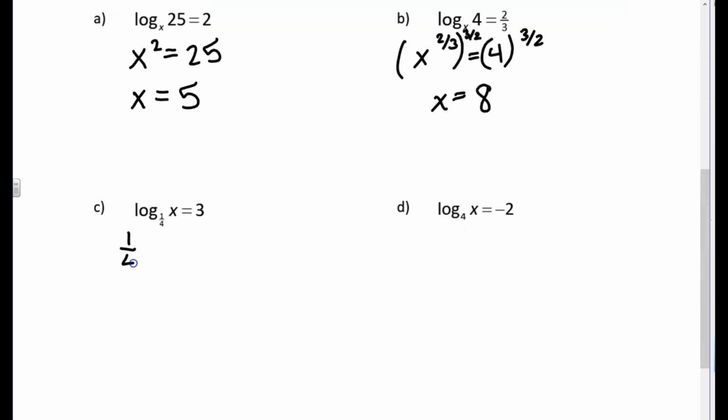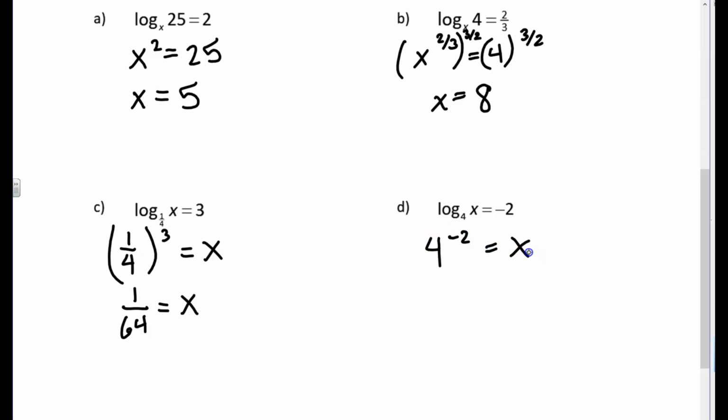So we do the same thing again here. I want this to be 1/4 cubed equals x, rewriting it exponentially. Cube all of that, and I get 1/64 must be my x value. Here, rewrite this as an exponential equation. I get 4 to the -2 equals x. Well, that would be 1/16 must be x.